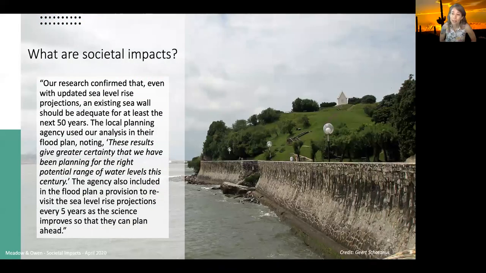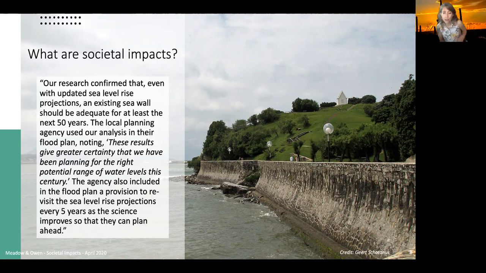And here's another example of an instrumental application. Our research confirmed that even with updated sea level rise projections, an existing seawall should be adequate for at least the next 50 years. The local planning agency used our analysis in their flood plan, and they noted, "These results give greater certainty that we have been planning for the right potential range of water levels this century." The agency also included in the flood plan a provision to revisit the sea level rise projections every 5 years as the science improves so that they can plan ahead.